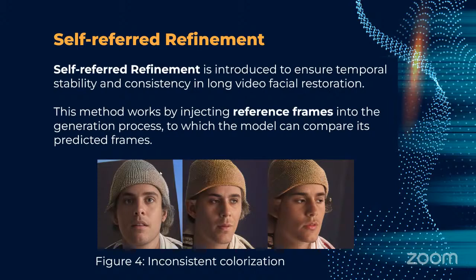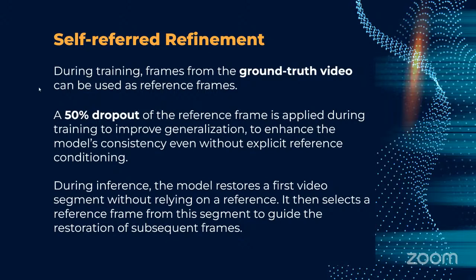And the idea of how this works is that it takes so-called reference frames, which can be injected into the generation process and to which the model can then compare its actual own predicted frames. In the training, this is pretty easy because for the reference frames, one can simply use frames from the actual ground truth video. And also during the training period, a 50% dropout rate is applied to the reference frames in order to improve the generalization and teach the model to also restore videos consistently even without any explicit references given.